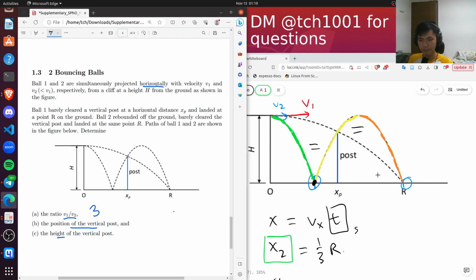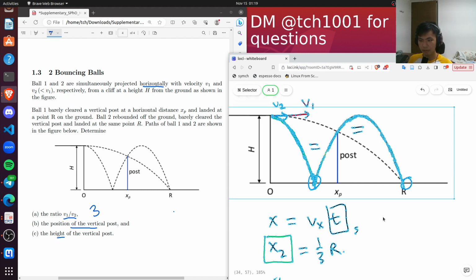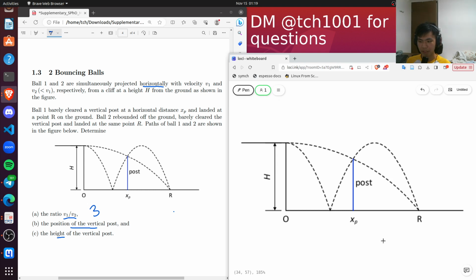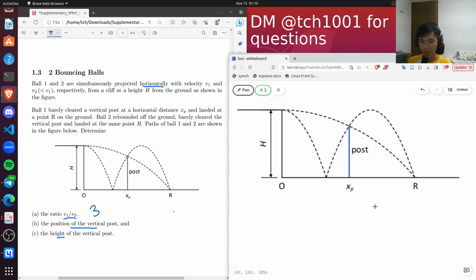The ratio is 3. Okay, so now I'm going to clear the screen and put the picture again, so we have a clean diagram. And what's the position of the vertical post? This one requires a bit further analysis. Previously we analyzed the horizontal ranges. So what's the thing to analyze in question B? The thing to analyze would be the time.